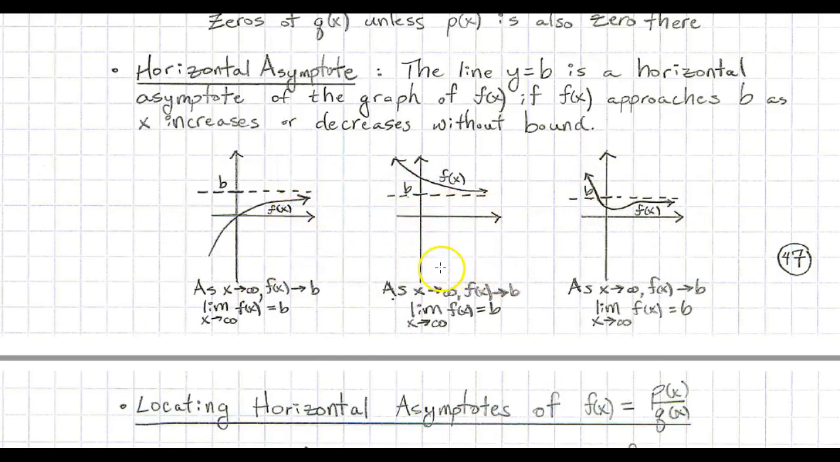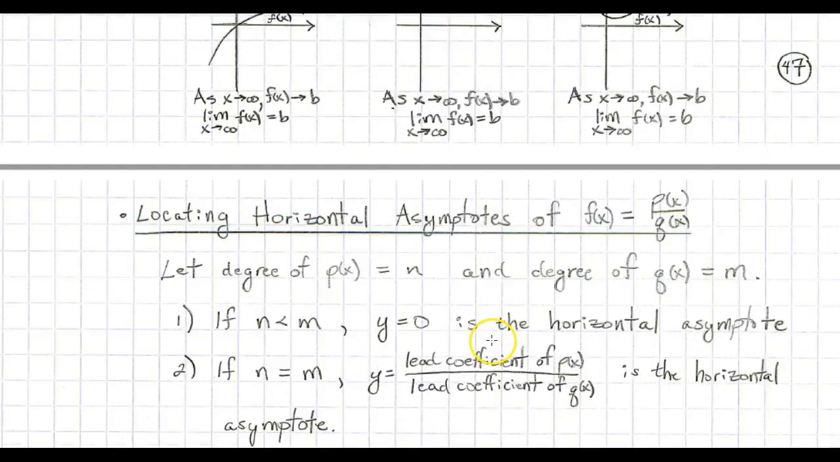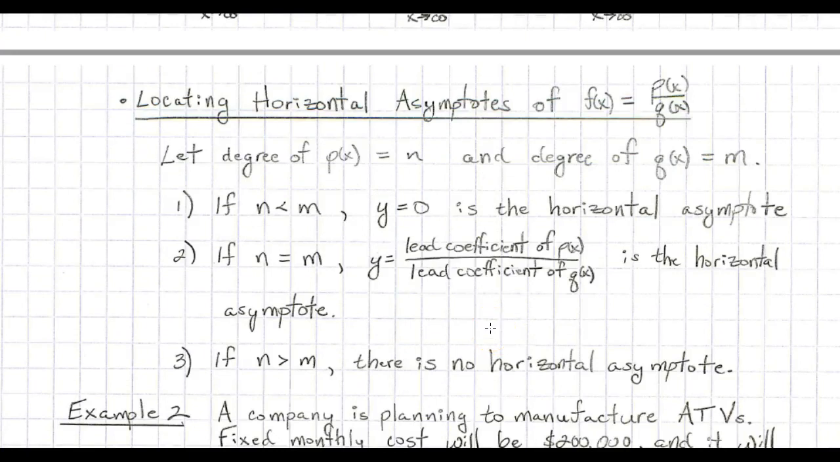You could also have asymptotes as x approaches minus infinity. So how do we locate those horizontal asymptotes? We locate them by looking at the degree of the numerator versus the degree of the denominator. If the degree of the numerator is less than the degree of the denominator, then y equals 0 is a horizontal asymptote. If the degrees of the numerator and the denominator are the same, then the horizontal asymptote is the leading coefficient in the numerator divided by the leading coefficient in the denominator.